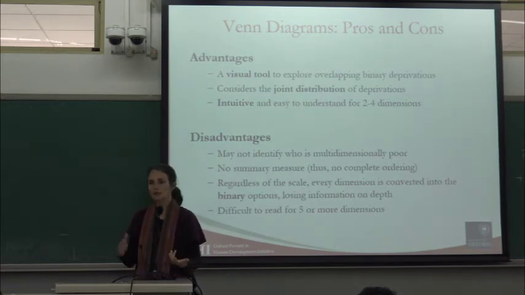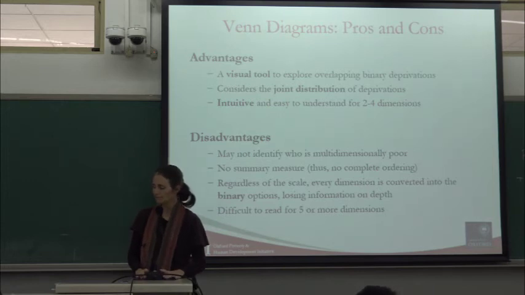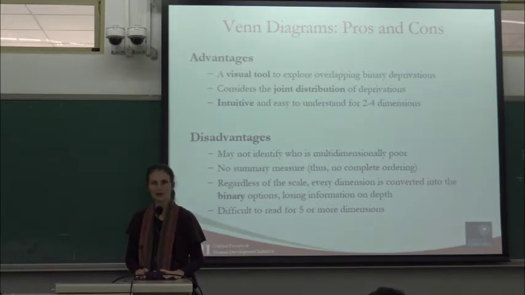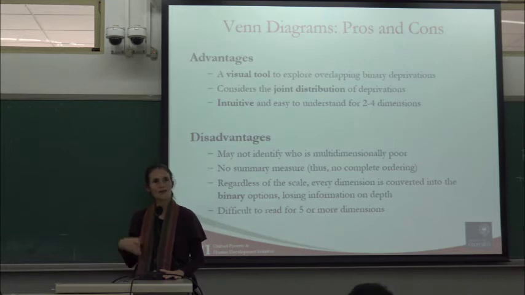Every dimension is converted into deprived or non-deprived, which is common to the MPI, common to many, but you may lose some information in doing that. Another difficulty of Venn diagrams is that they are all equally weighted. So if we had our child malnutrition, adult illiteracy, and long fingernail example, they would be implicitly equal because we're looking at them and their overlaps without any weighting, without any preferences.